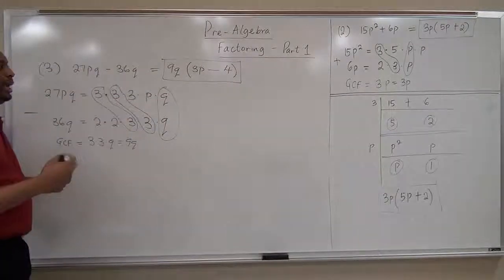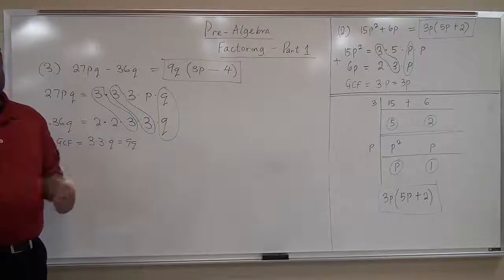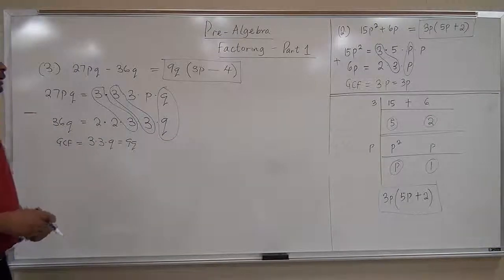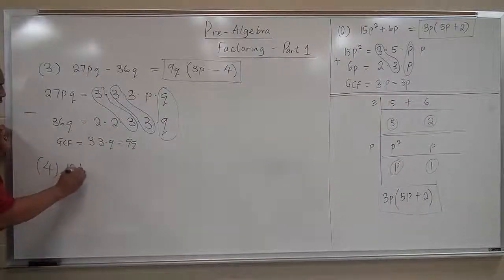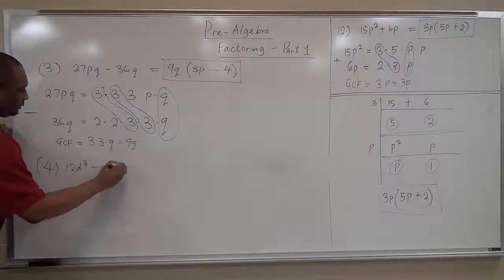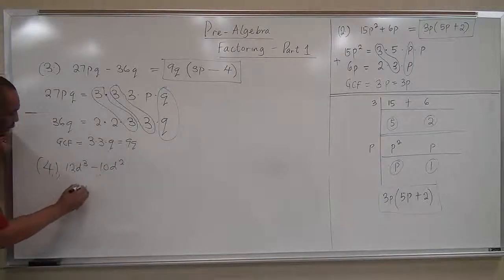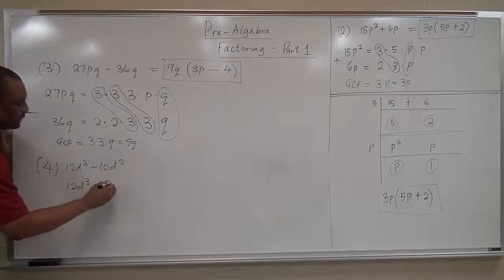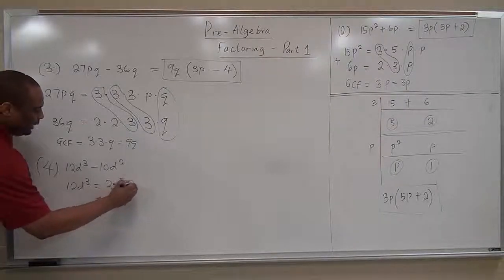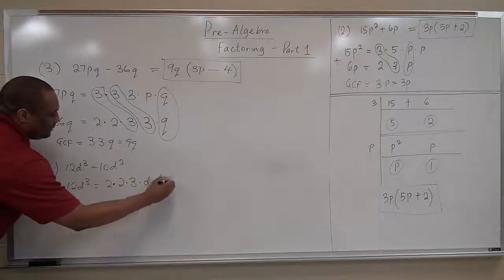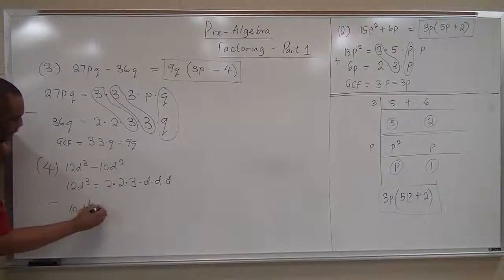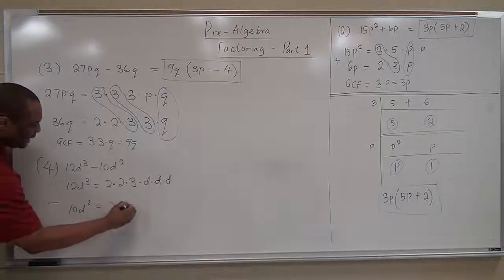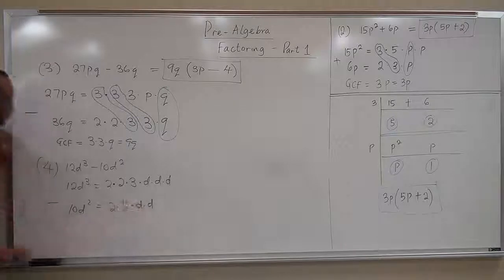For the sake of time, we are just going to use one method and do this, okay? For the sake of time, yeah. Question 4. 12d cubed minus 10d squared. So this will be 12d cubed is 2 times 2 times 3 times d times d times d. Minus 10d squared will be 2 times 5 times d times d.